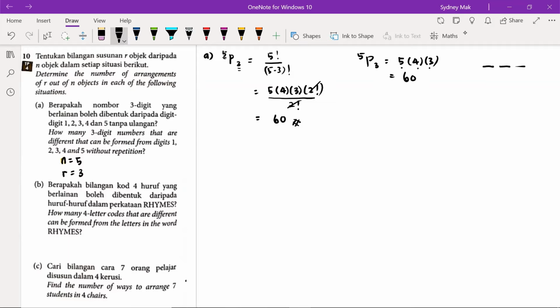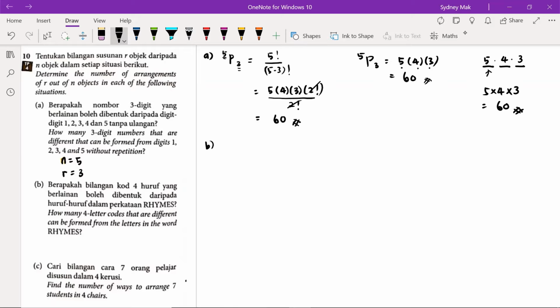Since we need to form a 3-digit number, for the first empty slot we will have 5 choices, followed by the second empty slot, where we're left with 4 choices, and then 3. So 5 times 4 times 3, and therefore the number of arrangements will be 60. So that is for A.